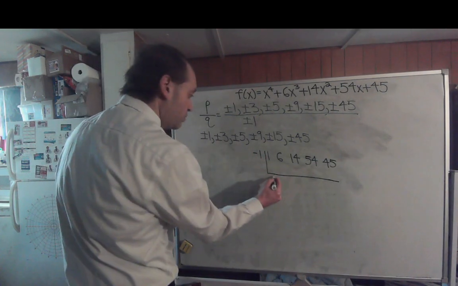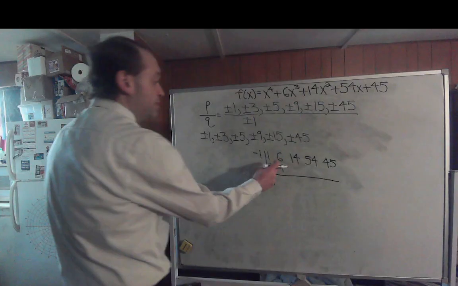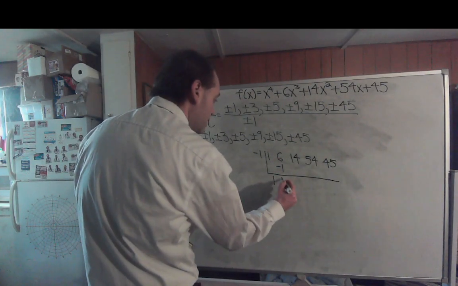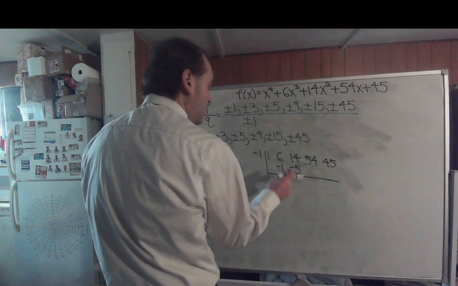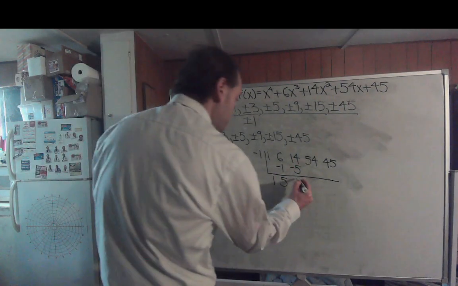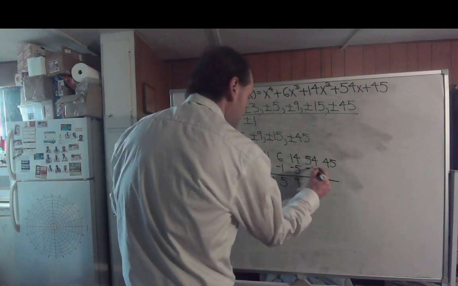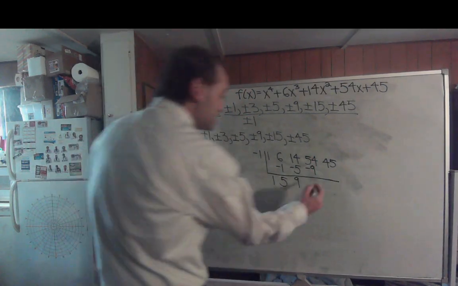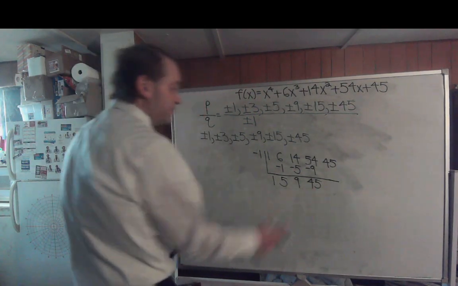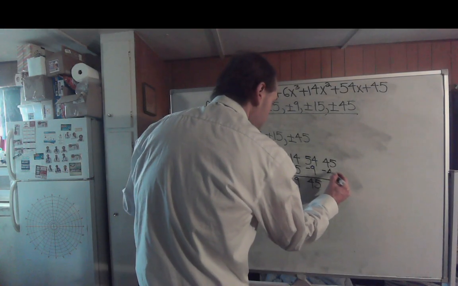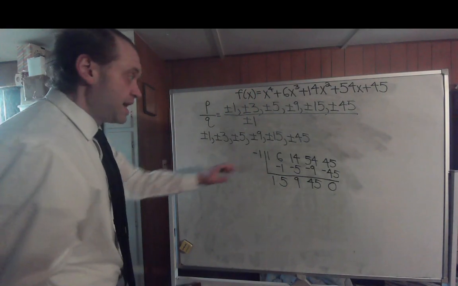All right, so bring down your 1. Negative 1 times 1 is negative 1. 6 minus 1 is going to be 5. All right, negative 1 times 5 is negative 5. All right, 14 minus 5 is going to be 9. Negative 1 times 9 is going to be negative 9. All right, so 54 minus 9 is 45. Negative 1 times 45 is negative 45. So then you would get 45 minus 45 gives you 0. Well, negative 1 is the rational zero that works.